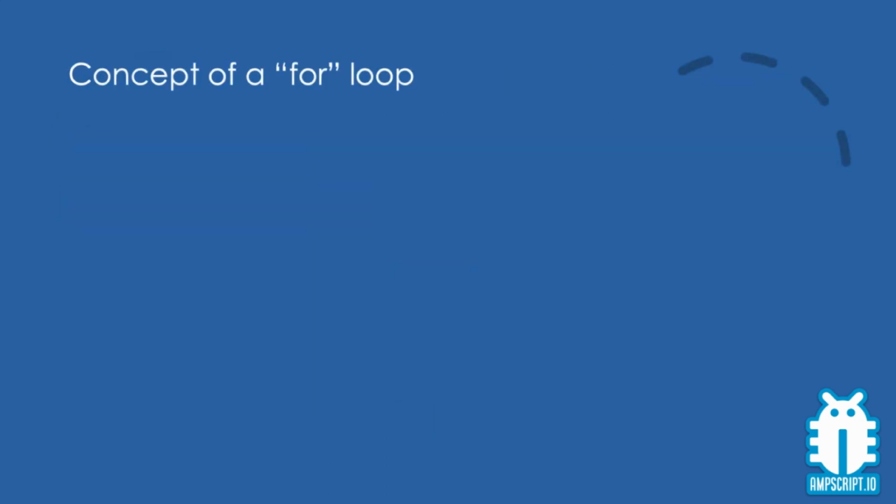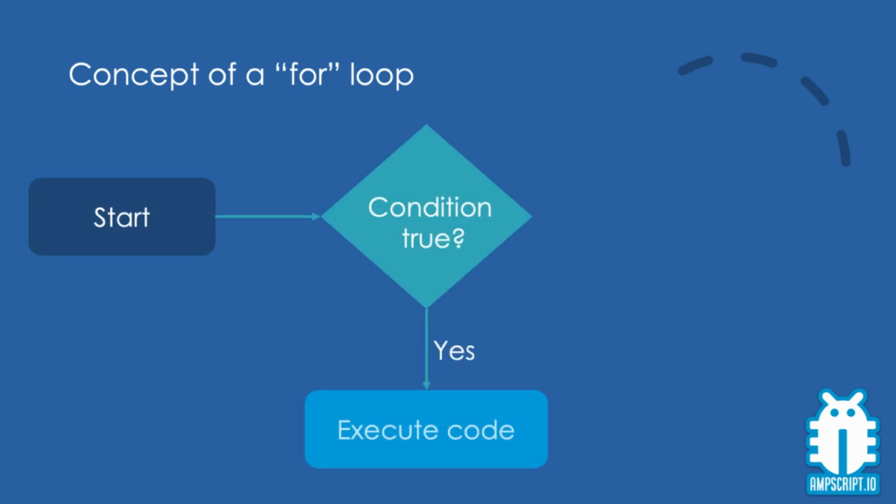Let's take a look at a definition of a loop. While other programming languages offer different kinds of loops, in AmpScript we can only use one type of loop, the for loop. In general, a loop is an instruction that repeats until a specified condition is reached. Each time a loop runs is called an iteration. For loops are typically used when the number of iterations is known before entering the loop.